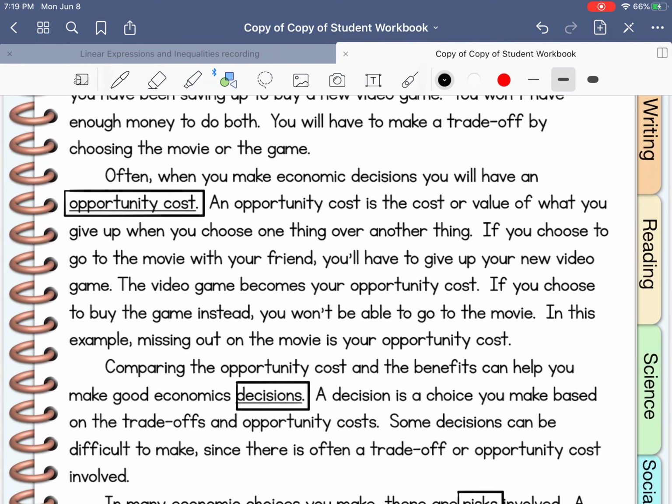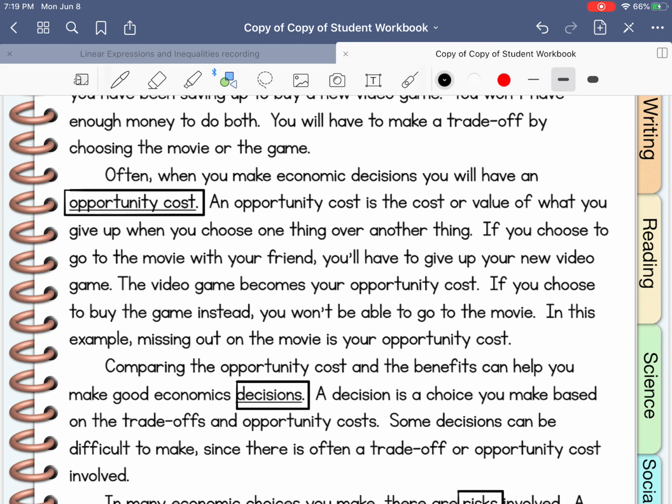Often, when you make economic decisions, you will have an opportunity cost. The opportunity cost is the cost or value of what you give up when you choose one thing over another thing. If you choose to go to the movie with your friend, you'll have to give up your new video game. The video game becomes your opportunity cost. If you choose to buy the game instead, you won't be able to go to the movie. In this example, missing out on the movie is your opportunity cost.